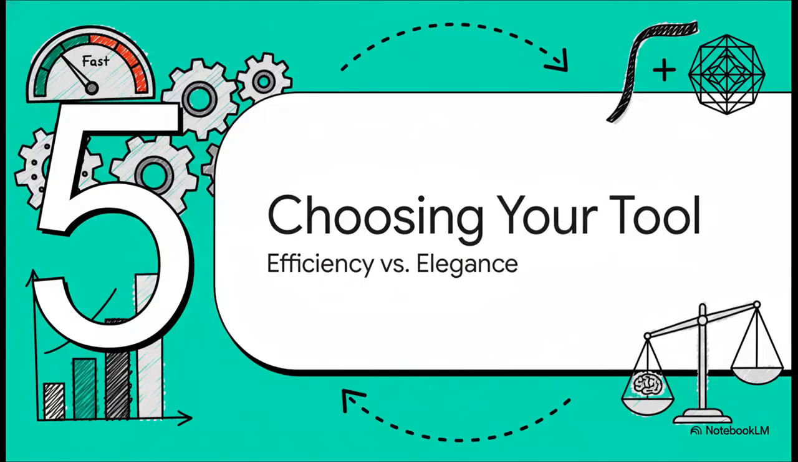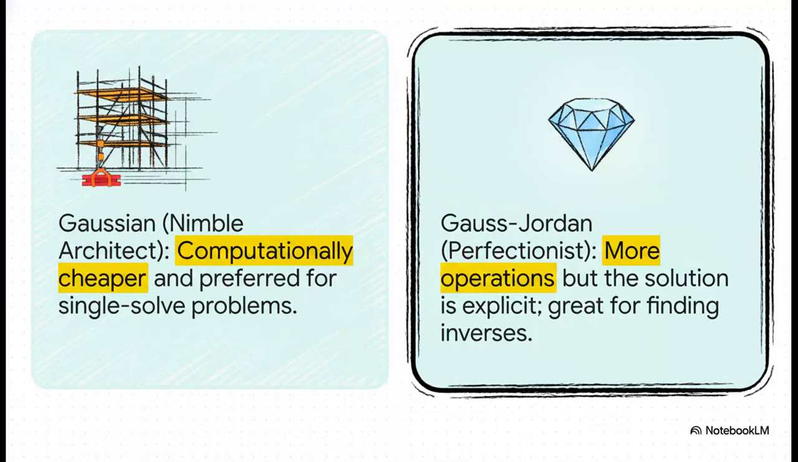Okay, so we've got these really powerful tools, but how do we choose between them? Well, it all comes down to a classic trade-off, really. You're choosing between computational thrift and conceptual elegance. I like to think of Gaussian elimination as the nimble architect. It does just enough work to build the scaffolding you need to get to the solution. It's the go-to for single-solve problems because it's just computationally cheaper.